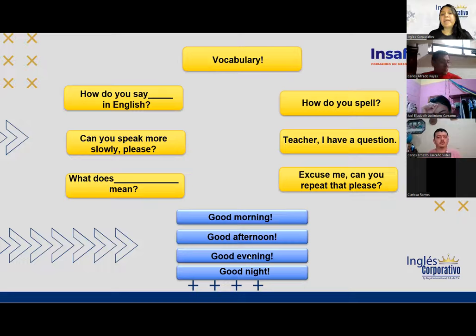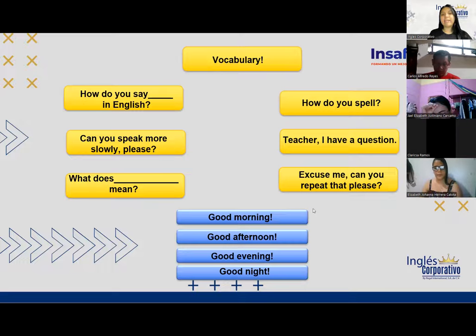Evening. Yes, esta E es silenciosa. Esta E no se pronuncia. Solo se dice good evening. La E es silenciosa. Good evening. Like this. Así, como se lo mandé. Good evening. Correct, like that.